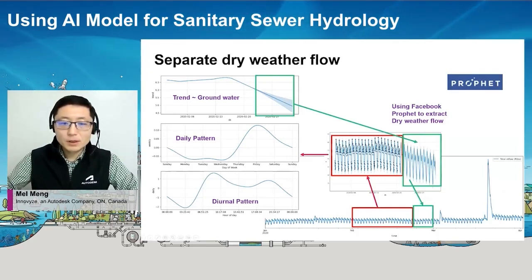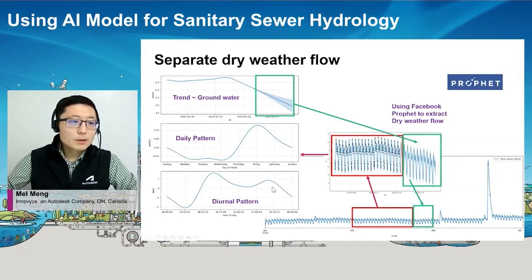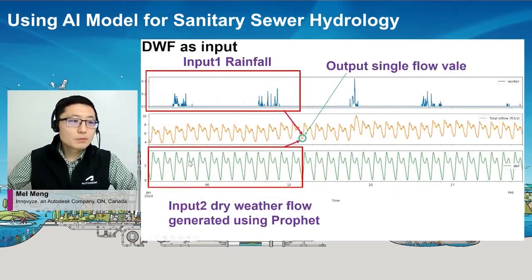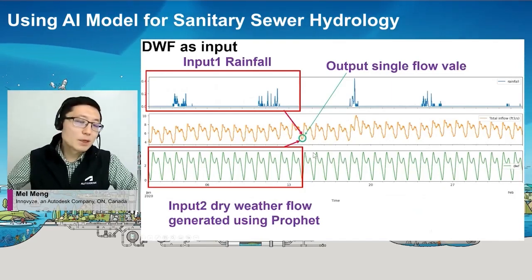You pick a very good dry weather period of time, and you train it with Prophet, and Prophet will give you the diurnal pattern, and then the daily pattern over the week, and also a long-term trend. So it kind of tells you what the groundwater will look like. If we combine the daily pattern and diurnal pattern, we will get a very good dry weather flow. So my idea is, in addition to the rainfall data we feed into the model, let's feed the diurnal patterns or the dry weather flow as the second input. Probably that will help. So that's the first thing we can add.